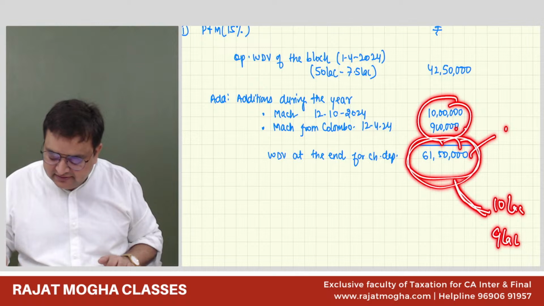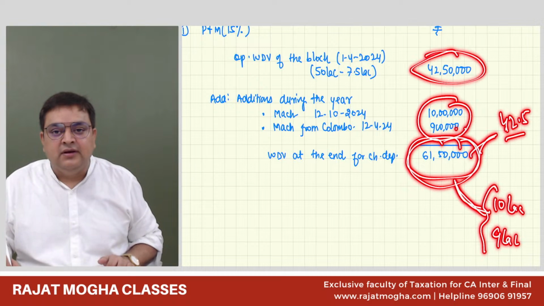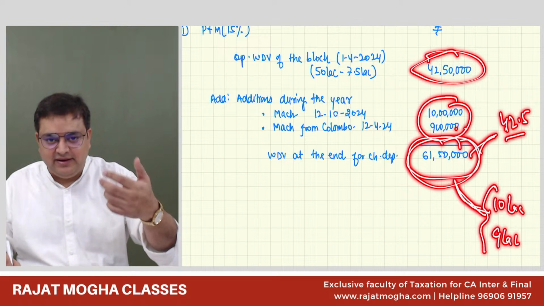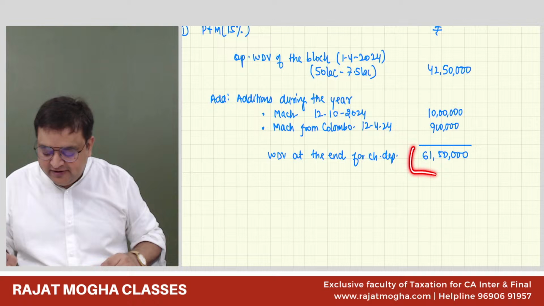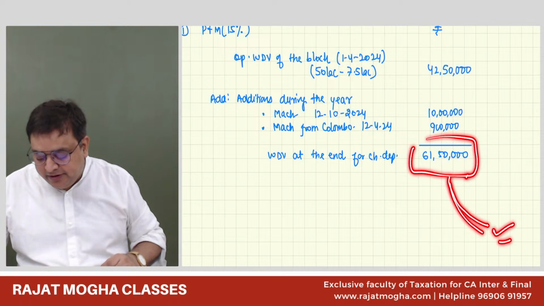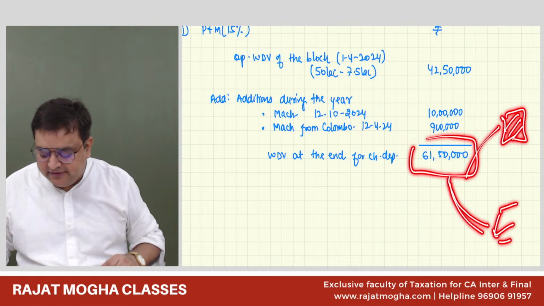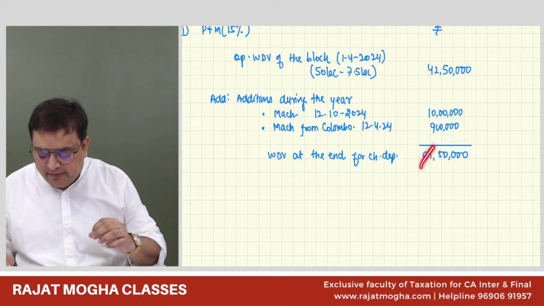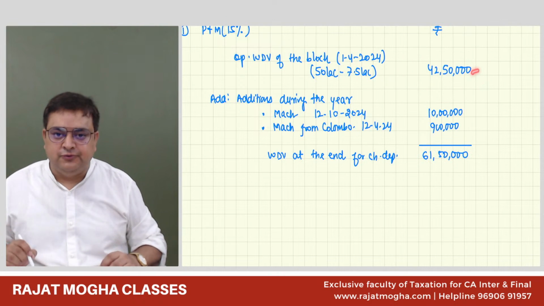The remaining balancing figure out of 61.5 lakh, just subtract these two, you will get 42.5 as the balancing figure. Coincidentally it is coming the same, but don't make this mistake: you should always first pick up the additions during the year, and on the remaining balancing figure you have to compute the depreciation. So depreciation should be computed here.